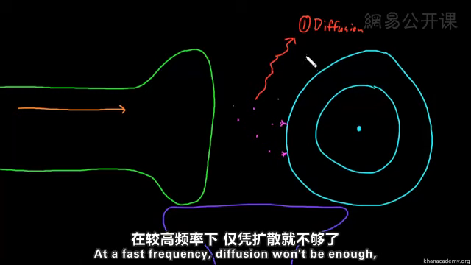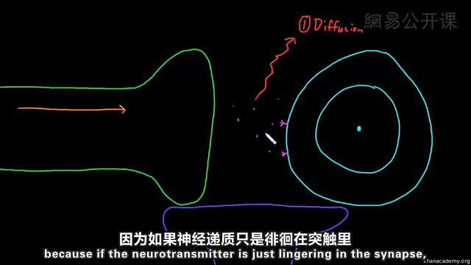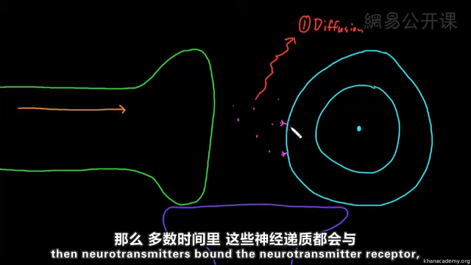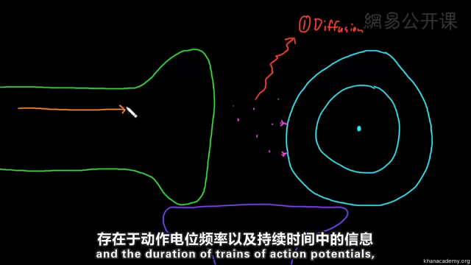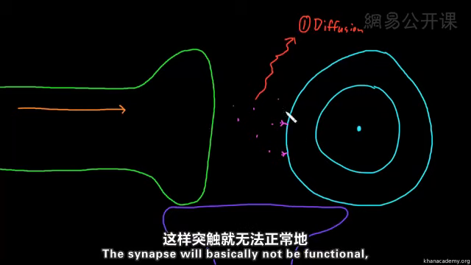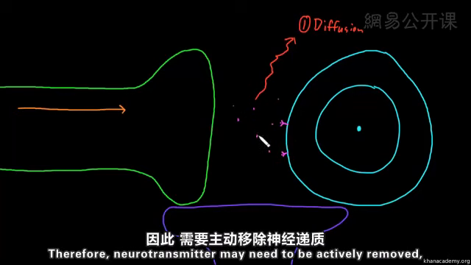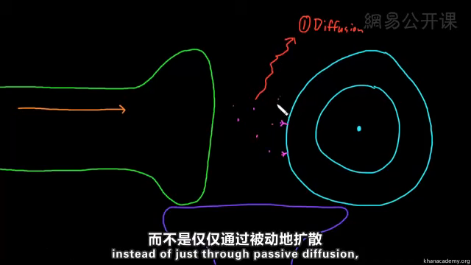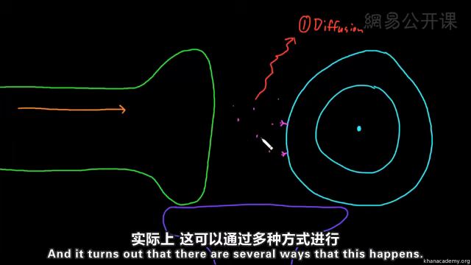At a fast frequency, diffusion won't be enough, and there'll be a buildup of neurotransmitter in the synapse. And this would be a problem, because if the neurotransmitter is just lingering in the synapse, then neurotransmitter is bound to the neurotransmitter receptor most of the time, and the information contained in the frequency and the duration of trains of action potentials won't be able to be transmitted to the target cell. The synapse will basically not be functional to communicate additional information. Therefore, neurotransmitter may need to be actively removed instead of just through passive diffusion to clear out the neurotransmitter from the synaptic cleft. And it turns out that there are several ways that this happens.